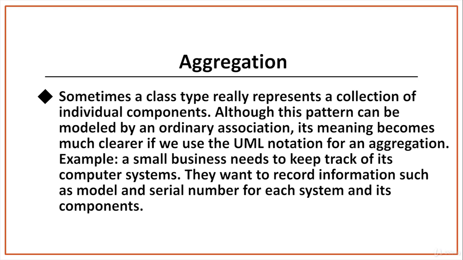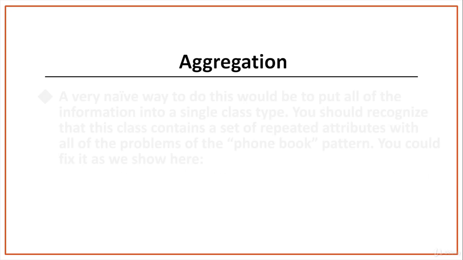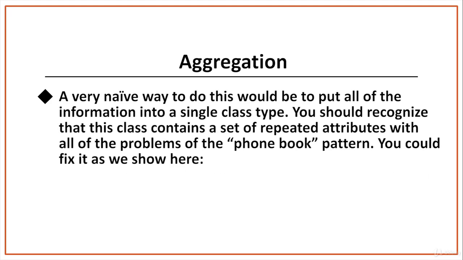notation for an aggregation. Example: a small business needs to keep track of its computer systems. They want to record information such as model and serial number for each system and its components. A very naive way to do this would be to put all of the information into a single class type. You should recognize that this class contains a set of repeated attributes with all of the problems of the phone book pattern. You could fix it as we show here.